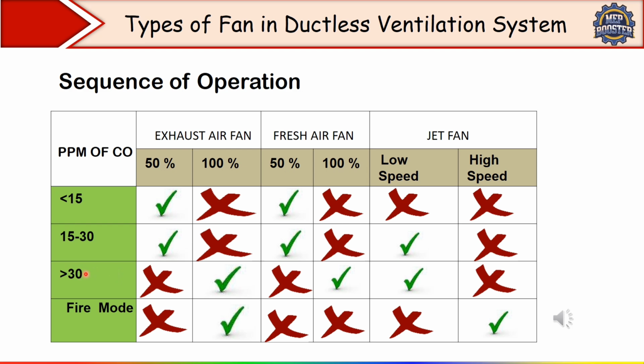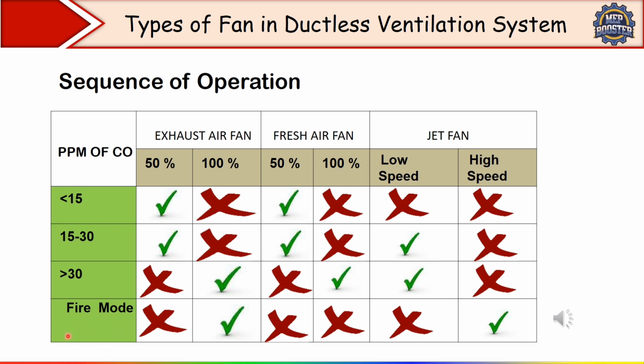Suppose your carbon monoxide level in the basement is more than 30 ppm. At that time the exhaust air fan will run at 100% speed, and the fresh air fan is also running at 100% speed, and the jet fan we have to run at low speed. It can exhaust it easily.